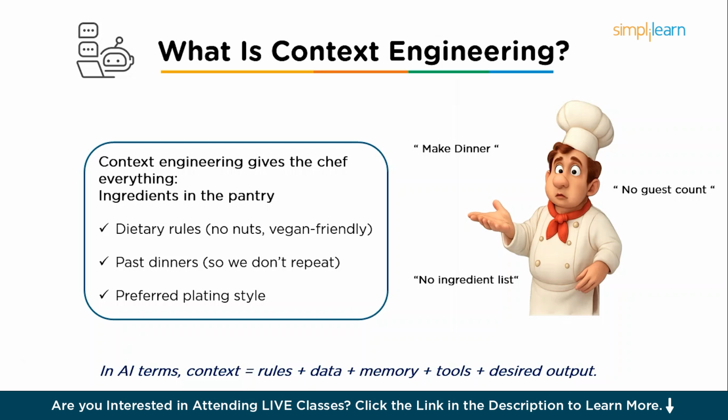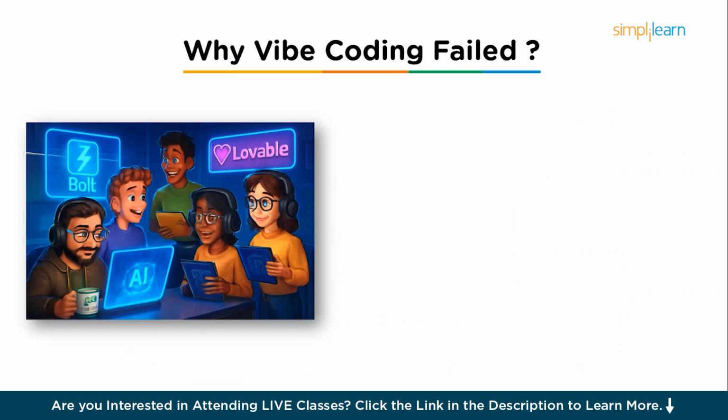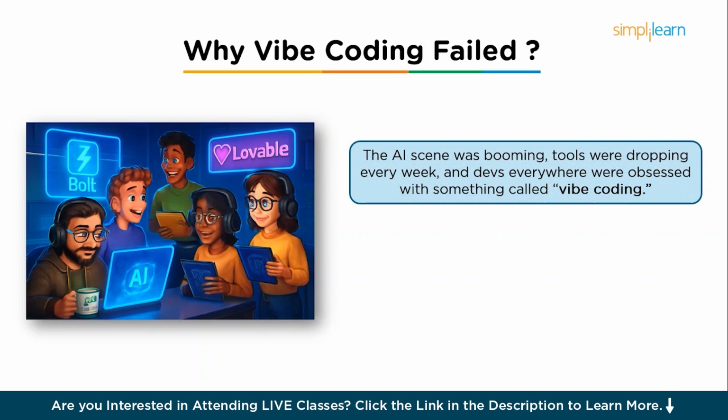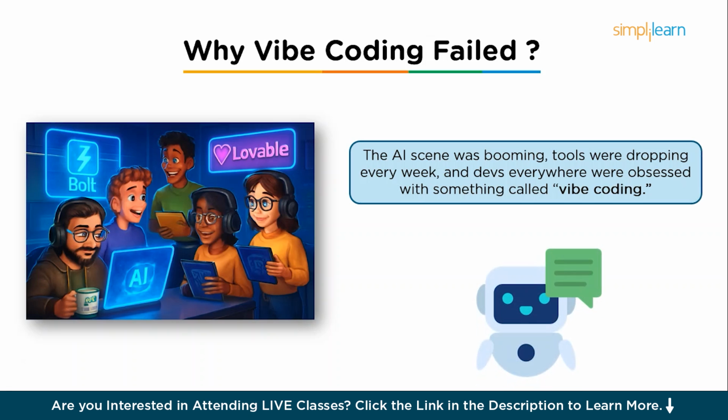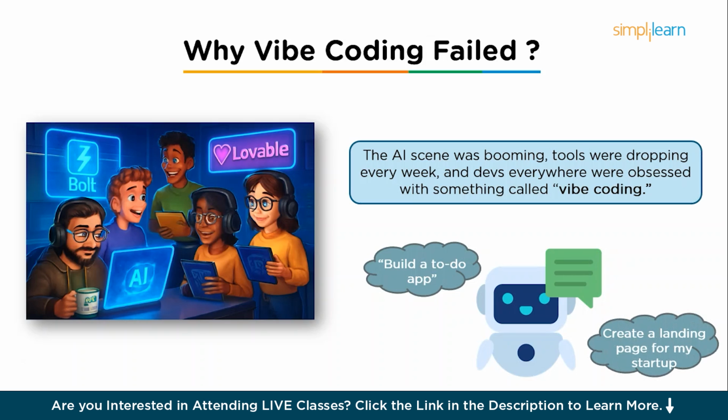Because we tried the opposite. So now we'll understand why vibe coding failed and what we have learned. Let's rewind to early 2024. The AI scene was booming, tools were dropping every week, and developers everywhere were obsessed with something called vibe coding. The idea was to just tell your AI assistant vaguely what you want, like build a to-do app, create a landing page for my startup, give me a chatbot that replies like Shakespeare, and boom, instant code. It felt magical. No setup was needed, no thinking, no planning, just proper vibes.